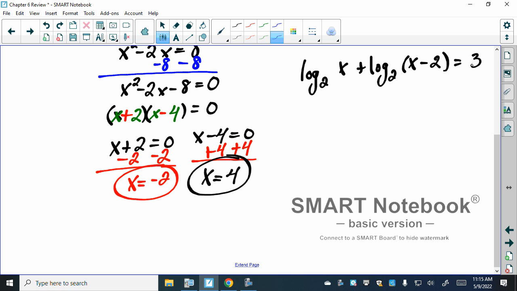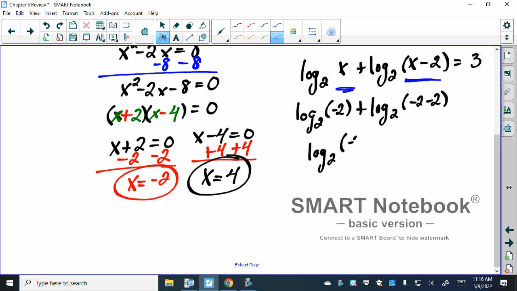This is what we started with. But in either place, do we have the ability to offset a negative when plugged into x? Well, no. Because if we plugged in negative 2, we would have log base 2 of negative 2 plus log base 2 of negative 2 minus 2, which gives us log base 2 of negative 2 plus log base 2 of negative 4. I have a negative in 2 spots, so that means negative 2 does not work.